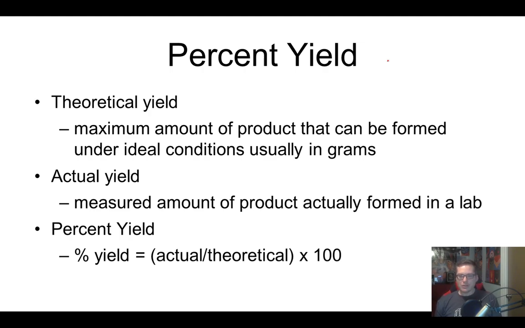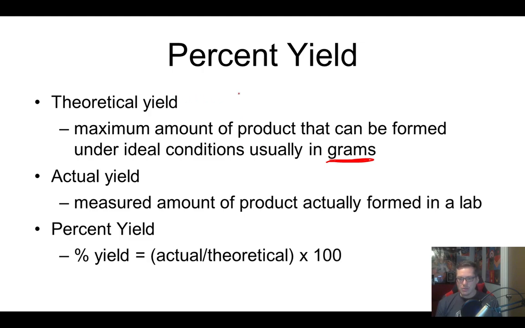The theoretical yield is defined as the maximum amount of product that can be formed under ideal conditions, and usually this is in grams. It can also be in moles or volume. It can really be in anything we can measure, but most of the time when we talk about it, we're really talking about grams, because grams is really easy to measure. You just take your thing, stick it on your balance, and read it off, right? So that's why we stick with grams most of the time.